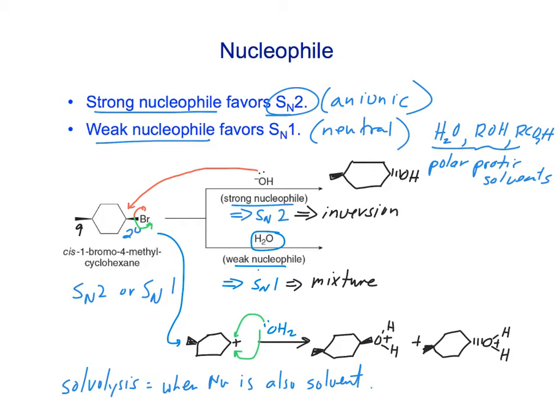So to get to the final product, we need to remove a proton on that oxygen. And the most abundant possible base to remove that proton is just water. So water is going to remove this proton here. This is just an acid-base reaction, giving us one of our final products. This one has the cis, so this is really what we would call retention.